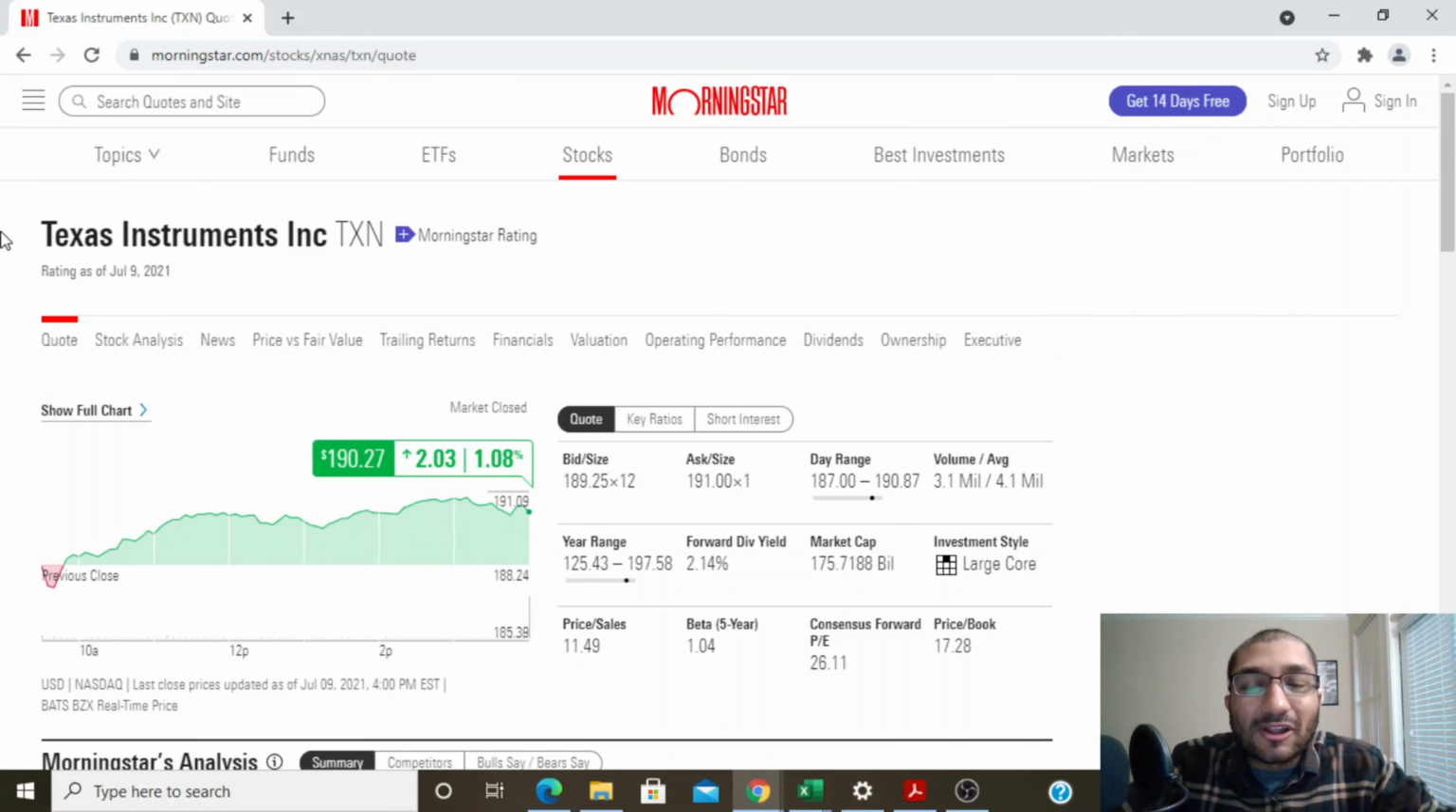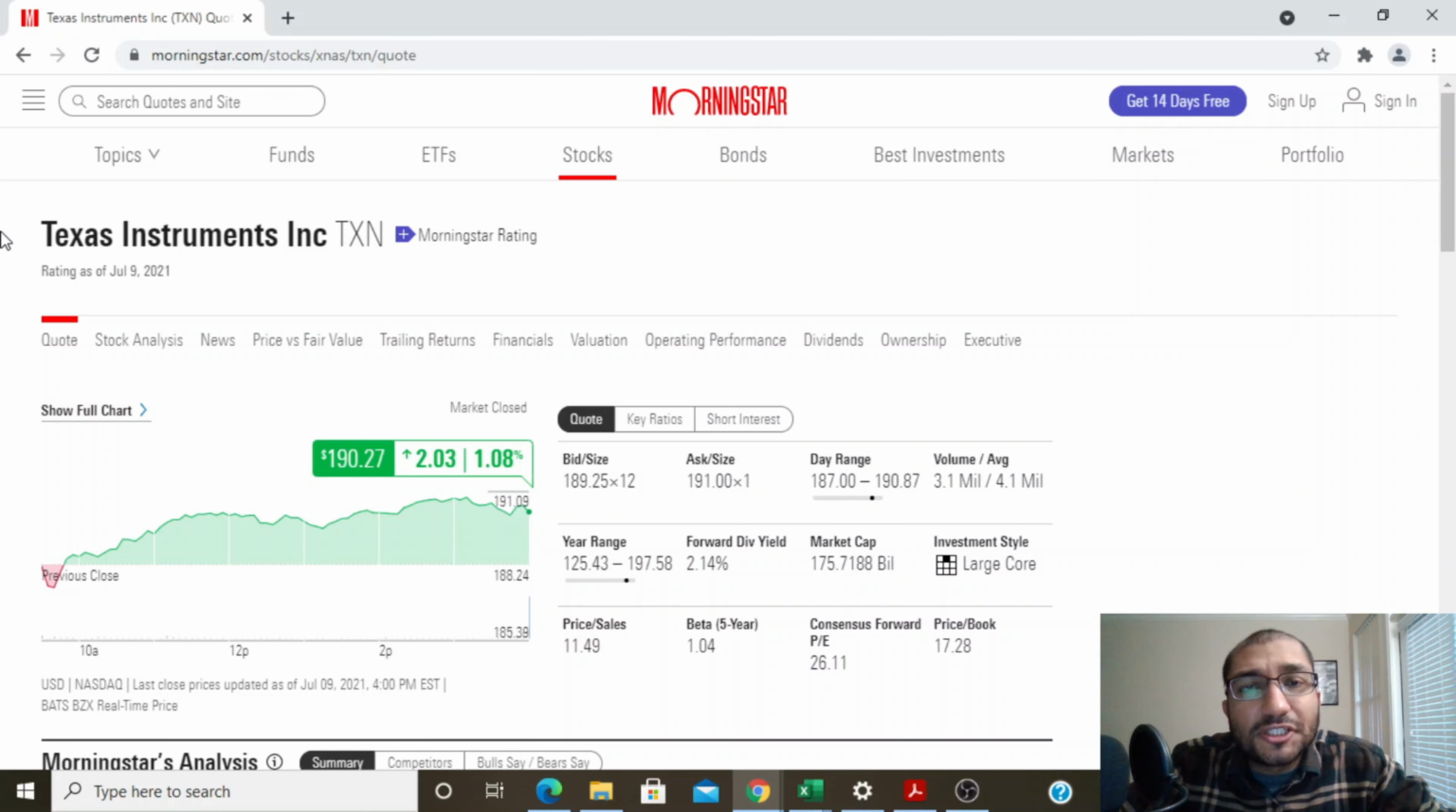Hey guys, now let's wrap it all up. We briefly went over Texas Instruments' 10K annual report to get a better idea of its business model. We saw that Texas Instruments has two operating segments. The first is its analog segment, and the second is its embedded processing segment. In the year 2020, the analog segment brought in about 75% of the company's total revenue.